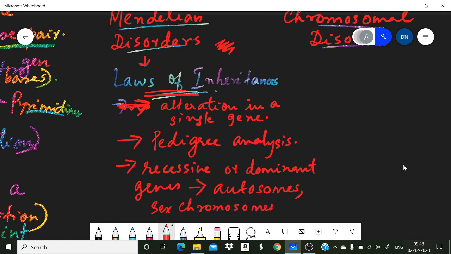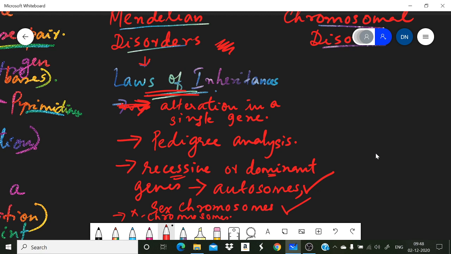Okay, so the Mendelian disorders can be caused by recessive or dominant genes which are present on the autosomes or sex chromosomes or X chromosomes. So that is about the Mendelian disorders.